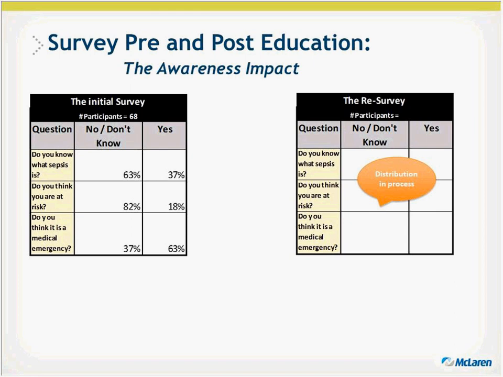This was our initial survey of our patients, where we had 68 participants last year. What was interesting is that 63% didn't know what sepsis was, and 63% didn't think it was a medical emergency. And a high percentage, 82%, did not think they were at risk. And in the end-stage renal disease patient population, we know that they are at risk. We'll be resurveying our patients again this year and presenting more education.